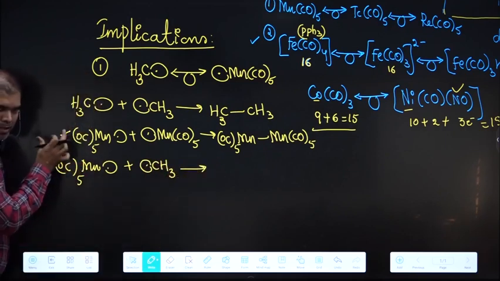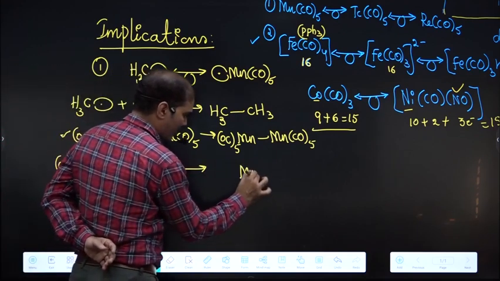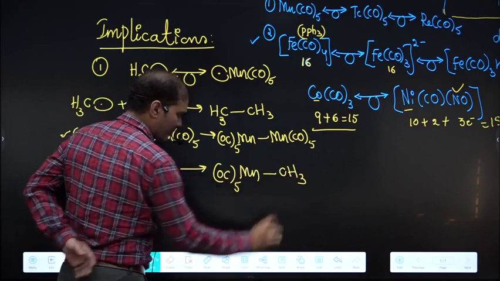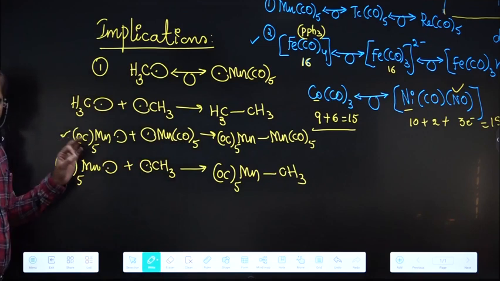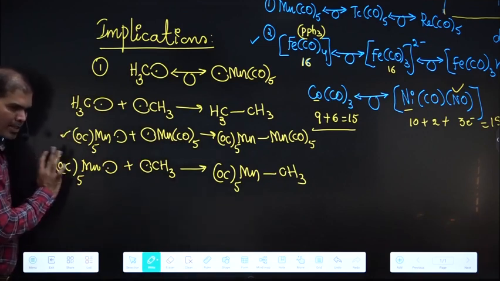Can I perform a reaction between Mn(CO)5 and a methyl? If at all I perform, what should I get? This is what I have to get. And practically they were getting this also. It means again my analogy is working.